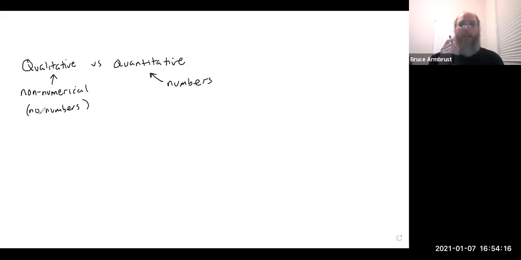Qualitative is also known as categorical. And a great way to remember the difference is to think about the very beginning of quantitative: quantity. When we talk about the quantity of something, it's how much we have. So if you were to answer a question of how much do we have, what quantity do you have, that answer would be a number. So quantities are numbers. So quantitative is numerical.